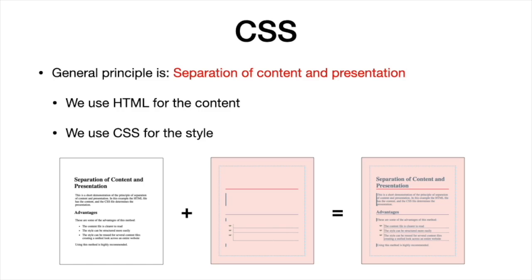An important idea behind good web design is that we want to keep the content and the code that makes it look nice separate from each other. This is called separation of content and presentation. HTML is convenient for making web pages containing information, but this does not include styling. For styling, we will use CSS. So we have HTML for content plus CSS for style equals effective web pages.